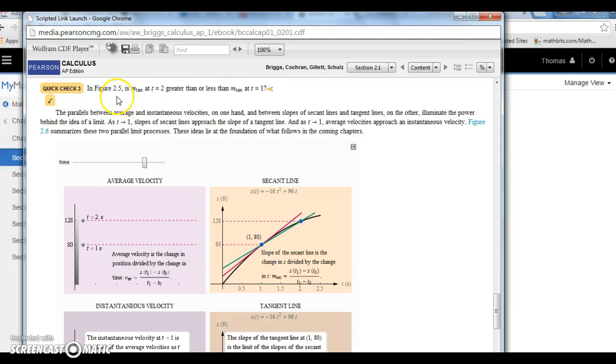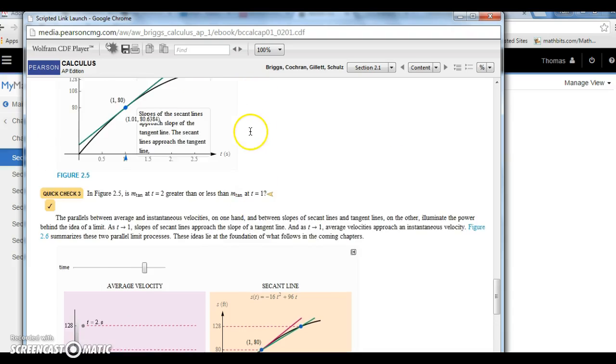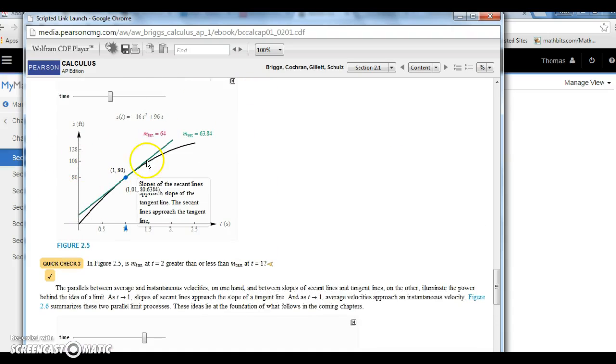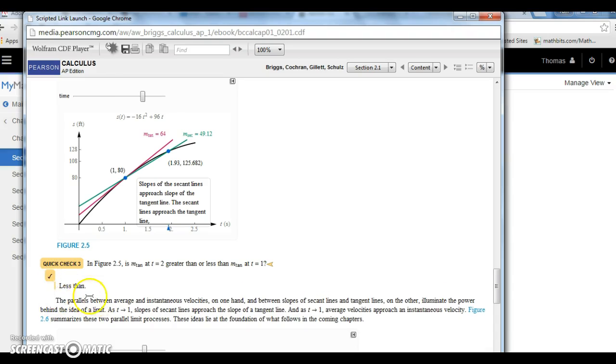Quick check 3. In figure 2.5, is the slope of the tangent, m tangent, at t equals 2 greater or less than the slope at 1? Well, here's the slope at 1, and what happens to the slope as t approaches 2? It flattens out, so the answer is it's less than.